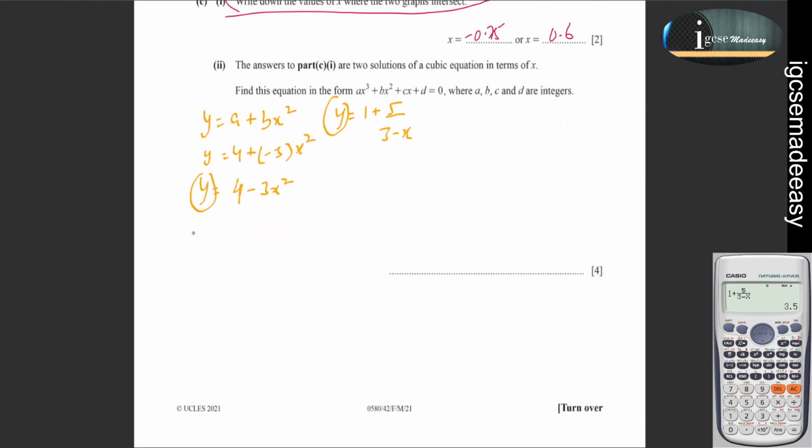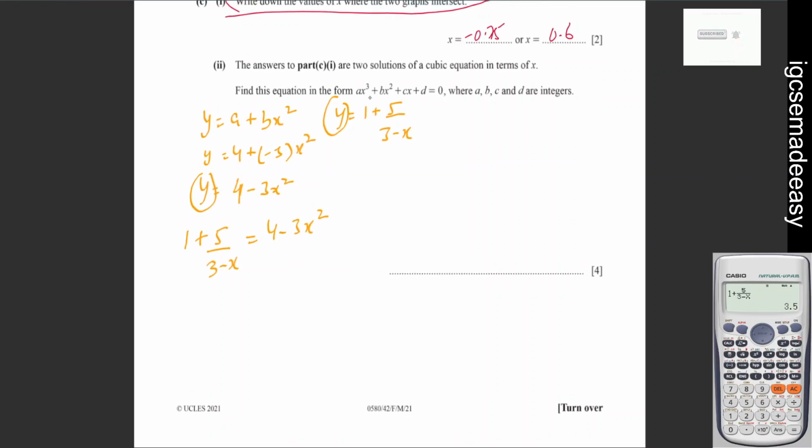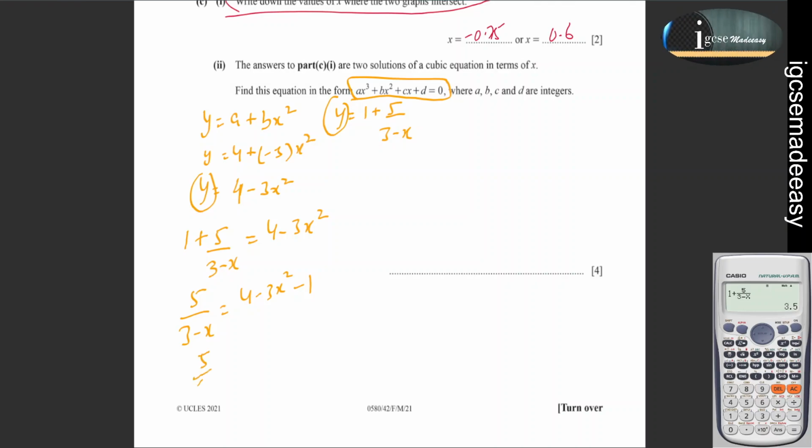So we can write 1 plus 5 by 3 minus x equals 4 minus 3x square. For solving this, because we need to form this format, we can shift this 1 over to the right, so 5 by 3 minus x will remain, and 4 minus 3x square minus 1. When I shift this 1, 4 minus 1 will be 3, right? So 5 by 3 minus x equals minus 3x square plus 3.